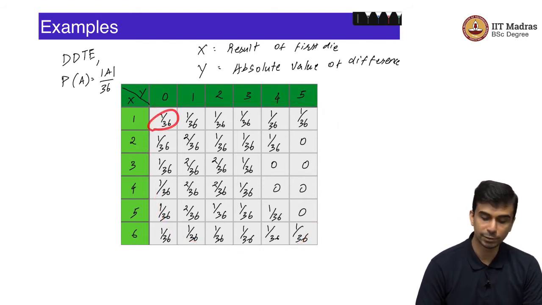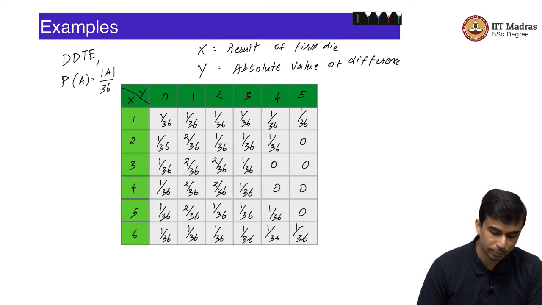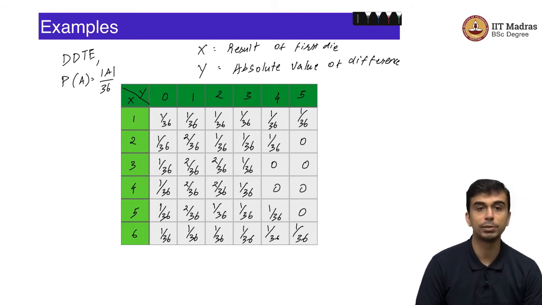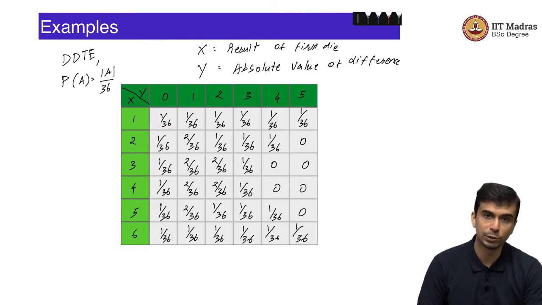To know the probability mass function, you need to know this entire table. So, how do you interpret this table? For example, this number here corresponds to the probability of X equal to 1 and Y equal to 0. Well, X equal to 1 means that the result of the first die is 1 and the absolute difference being 0 means that the second die also has to be 1. So, that is exactly equal to 1 by 36. 1 comma 1 is the only outcome that results in this. Similarly, you can fill in the entire first row, which would be 1 by 36 all throughout.